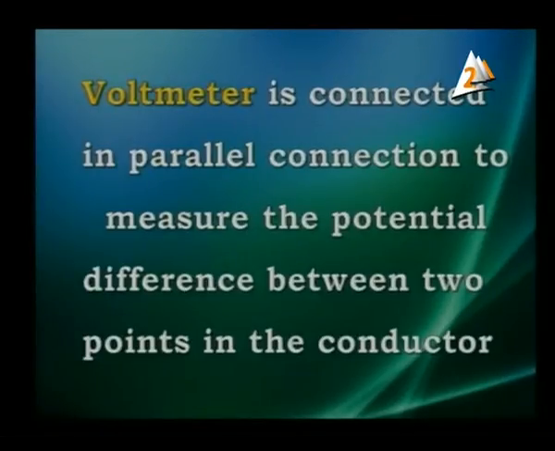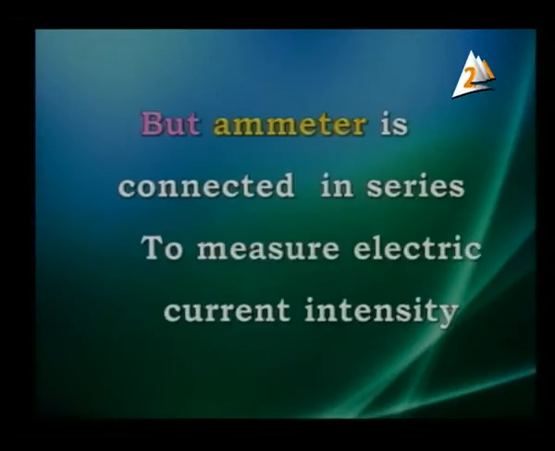Parallel here means what? It means a branched route of the voltmeter to the wire. Let's go to see the second part of the same question. But ammeter is connected in series to measure the electric current intensity. We have series connection to pass electric current inside and make measurement of electric current intensity at the same time without any mistake. So it is the ammeter.